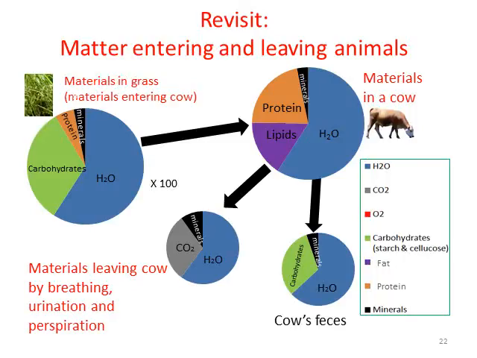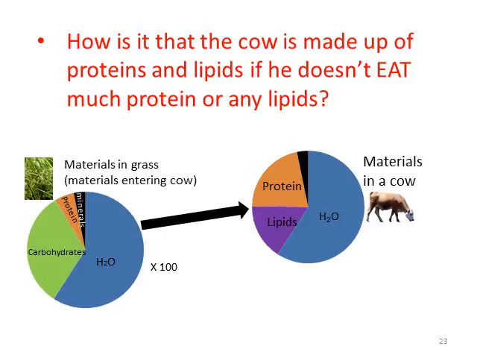Think back to the beginning of the digestion lesson. We saw that the grass a cow eats is composed primarily of water and carbohydrates and a little bit of protein. But the cow is made up of a lot of fat and protein. How is it that the cow is made up of protein and lipids if it doesn't eat much protein or any lipids?